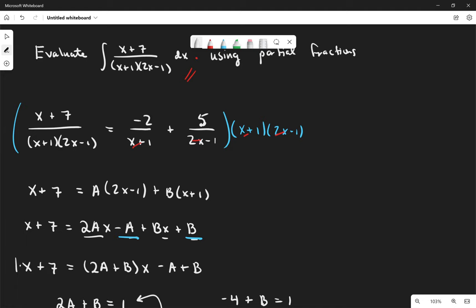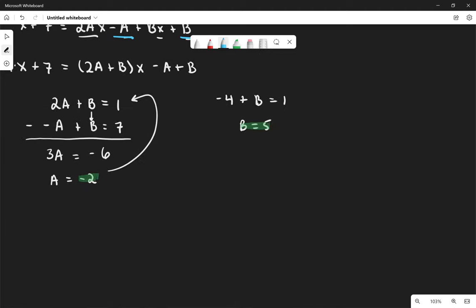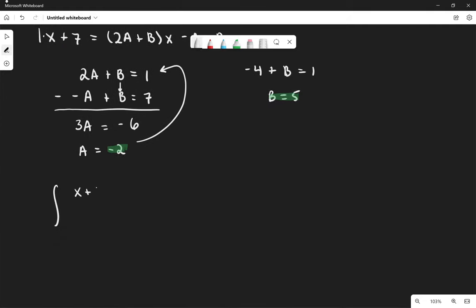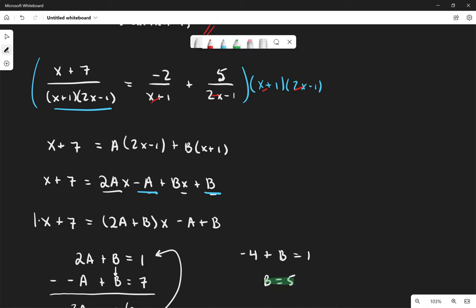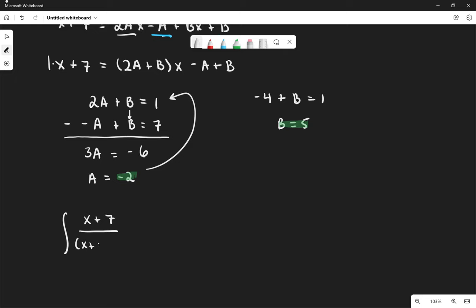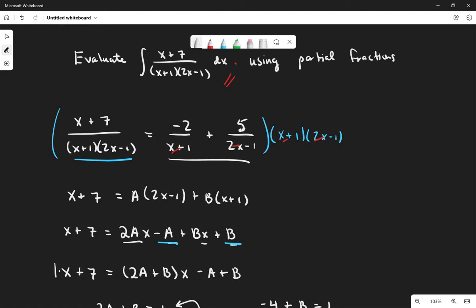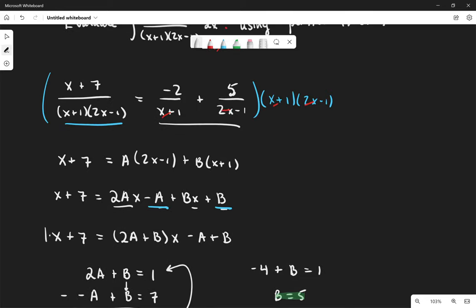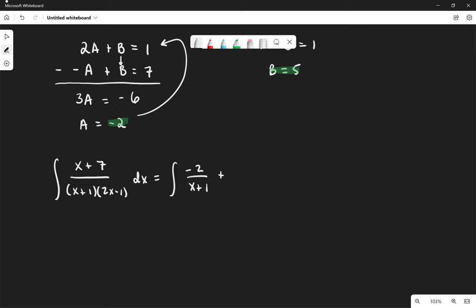So if I need to do the integral of this, I've now simplified it a ton. Now I can actually do that. So I'm going to actually rewrite the whole thing just so I can keep track. The integral of x plus 7 over x plus 1 times 2x minus 1. This is what we were trying to do. Equals, and I can instead integrate this: negative 2 over x plus 1 plus 5 over 2x minus 1.